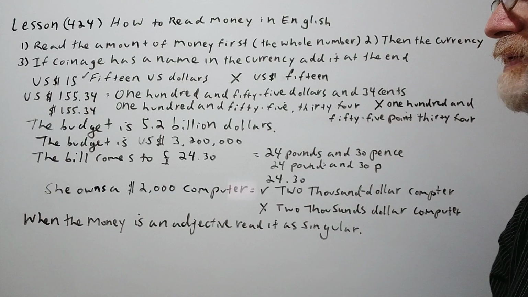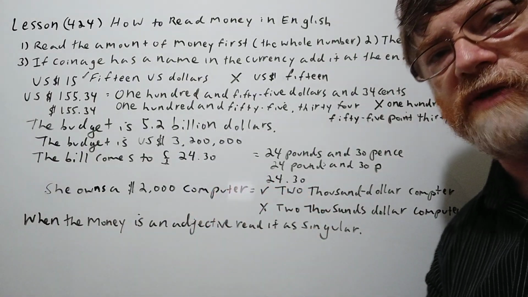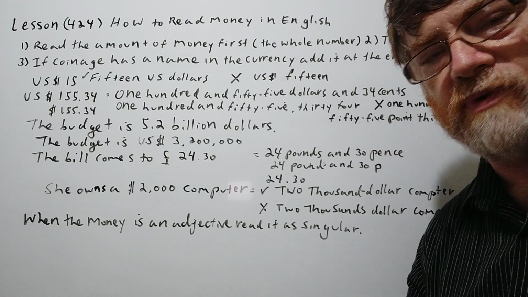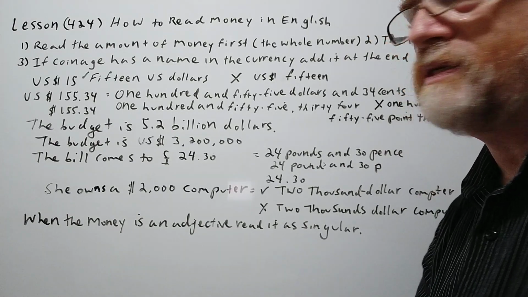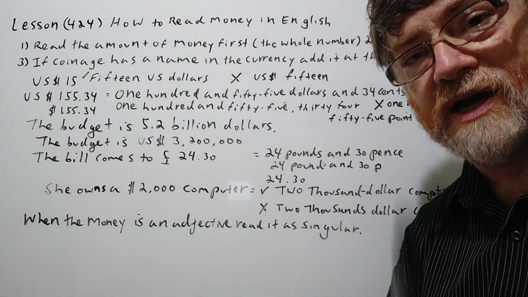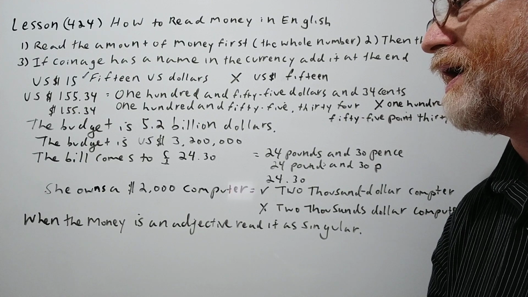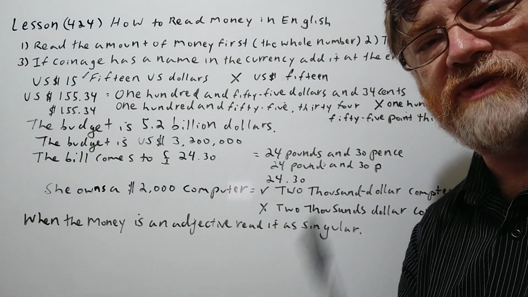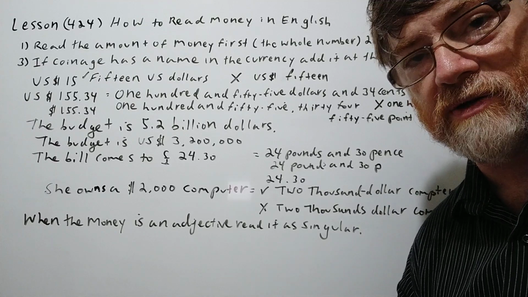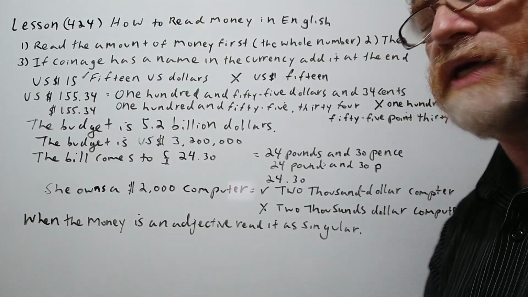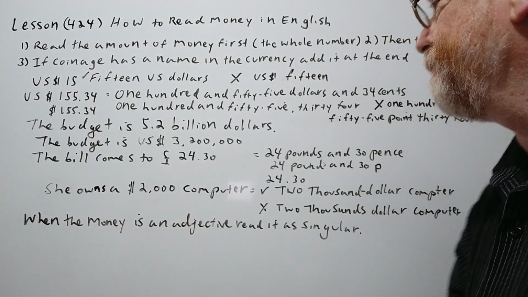Okay, let's look at the next one here. Now, sometimes if you're buying something, if you were in the US and somebody asks how much, if you're in the country, they're probably not going to say US dollars. They'll just say 155.34. They could just answer that without even saying the word dollars. Or they could say $155.34. They could do it either way.